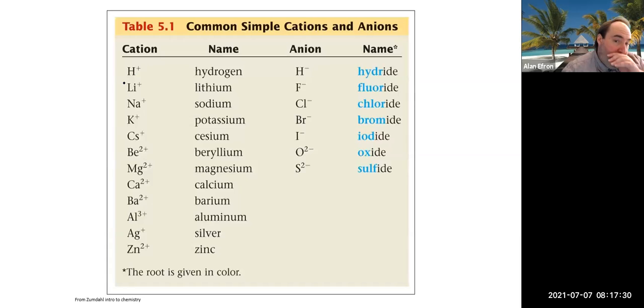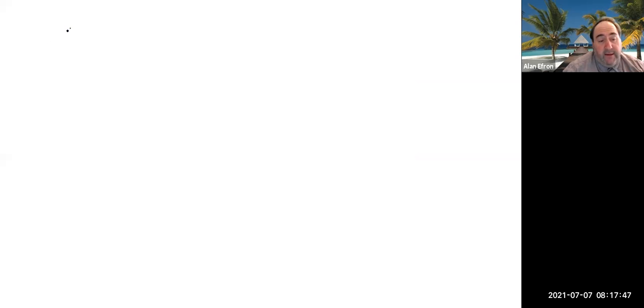So first off, when we name ions themselves, there's basically our cations and our anions. When we talk about ions by themselves, if we have just a cation by itself, because a cation really does come from a metal, the way that we would name that ion is simply to use the whole name of the metal.